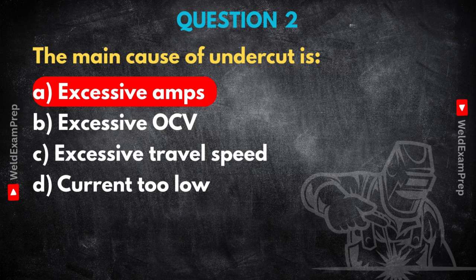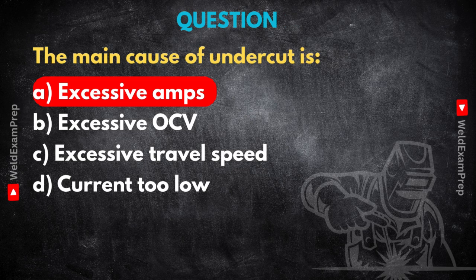What about the other options? Yeah. Travel speed. Well, excessive travel speed can contribute, sure. If you move too fast, the molten metal doesn't have time to properly fill the groove the arc creates, so you might get a shallower undercut. But it's usually secondary to the heat input from excessive amps being the primary cause of significant undercut. Current too low, that usually leads to the opposite problem: poor penetration, lack of fusion. And OCV, open circuit voltage, that's the voltage just before you strike the arc. It helps start it, but it's not the direct cause of undercut during welding. So yeah, excessive amps is the main culprit here. Got it. Control that current.